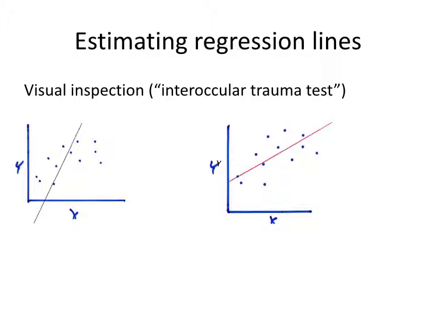And you should see that the line on the left appears to fit the data less well than the line on the right, the red line. Now, what we mean by that is that on the right, the data points appear to be closer to the line. And that's essentially the way regression is done mathematically. We're trying to minimize differences between the data points and the regression line.